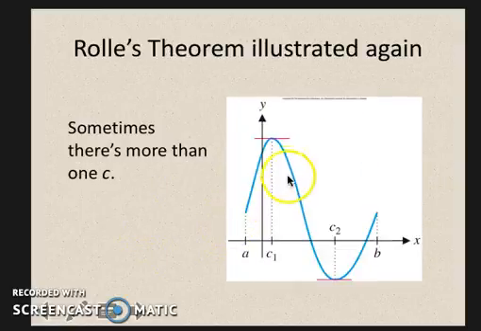Sometimes there is more than one c. It depends on how many times it falls and rises again, but Rolle's theorem is for when f(a) equals f(b). Let's take an example, and all three conditions have to be met.